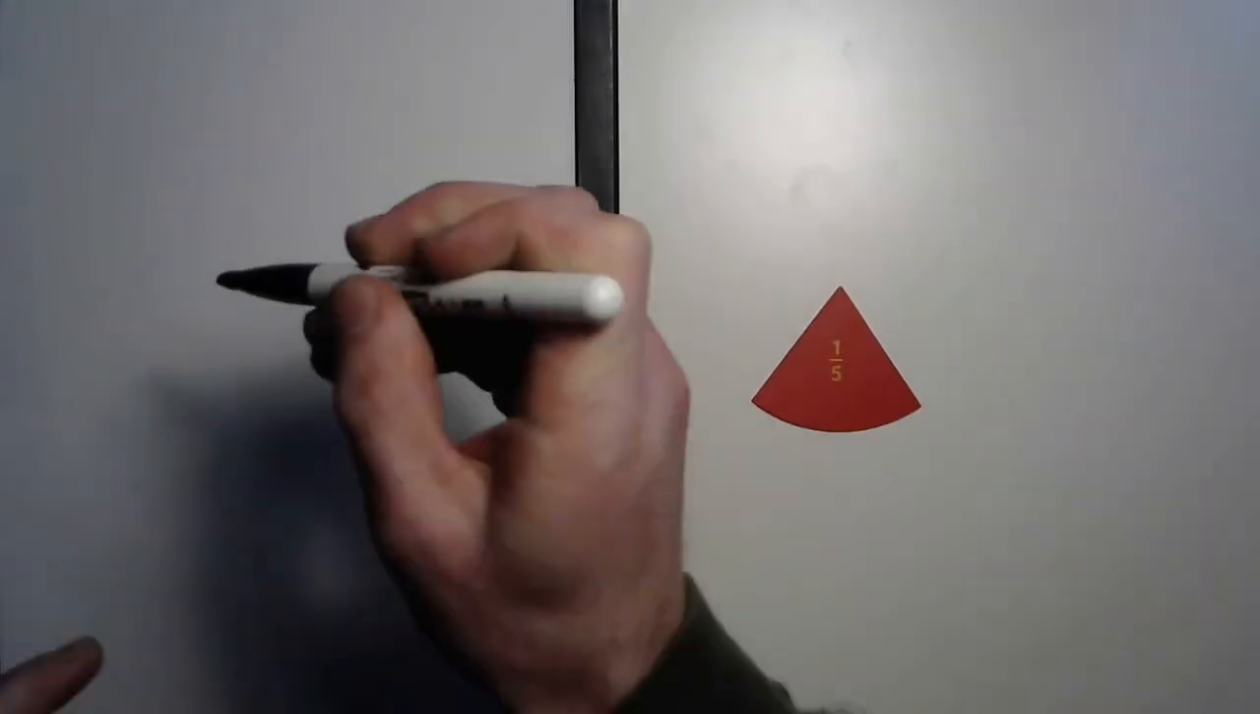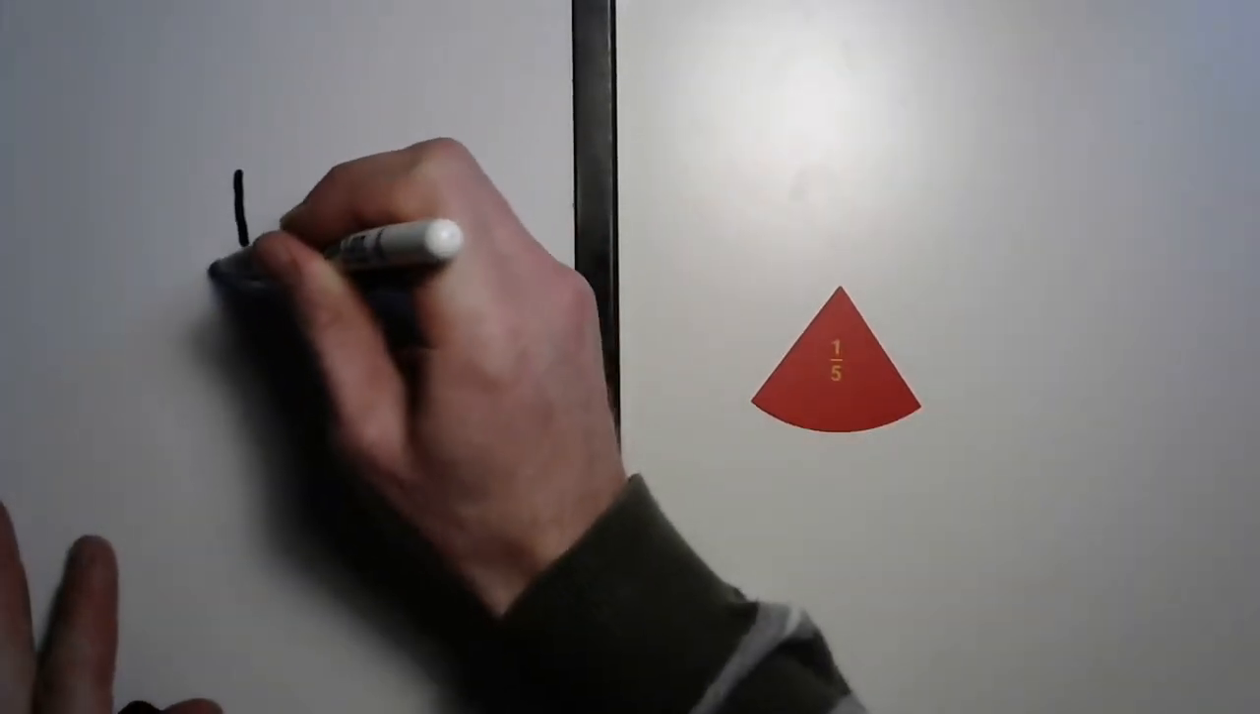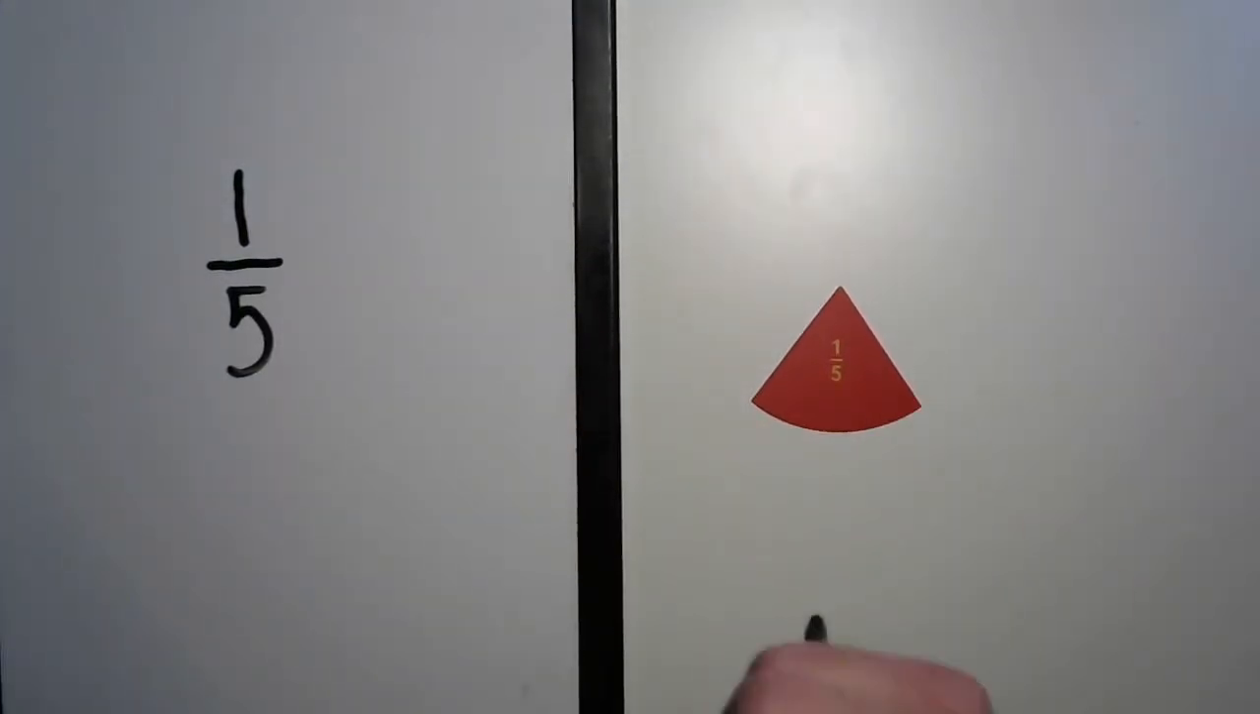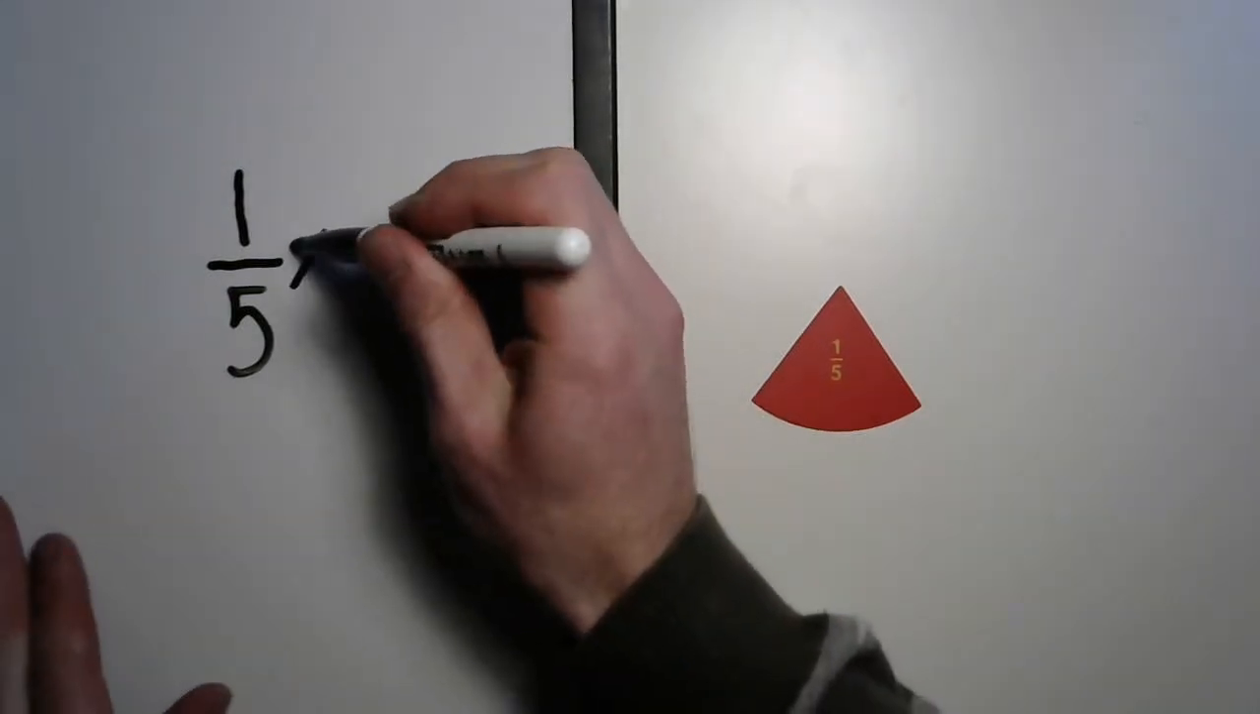Why don't we start with a fifth? And let's write that down. The numerator tells us we only have one of these 5 pieces. That's sort of annoying. So let's multiply it. And what would you like to multiply it by? 4. It's a pretty nice start.